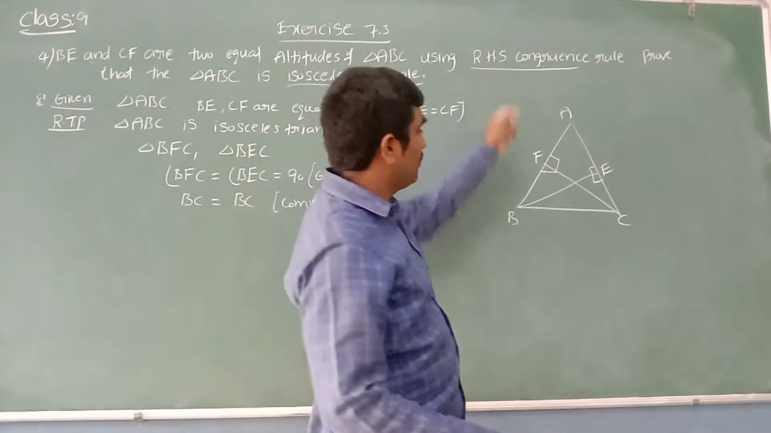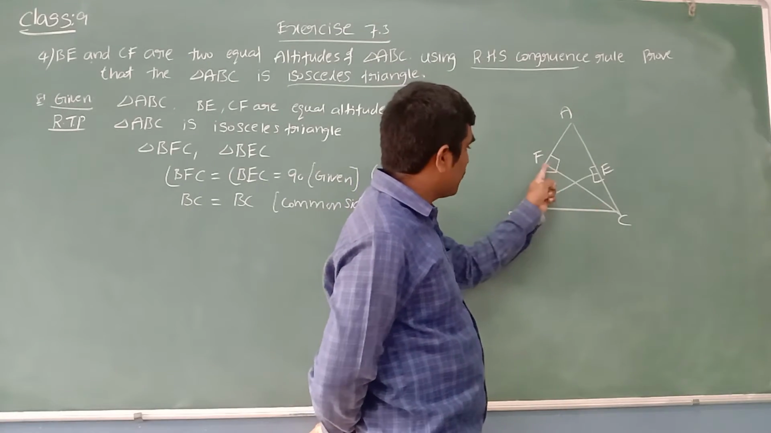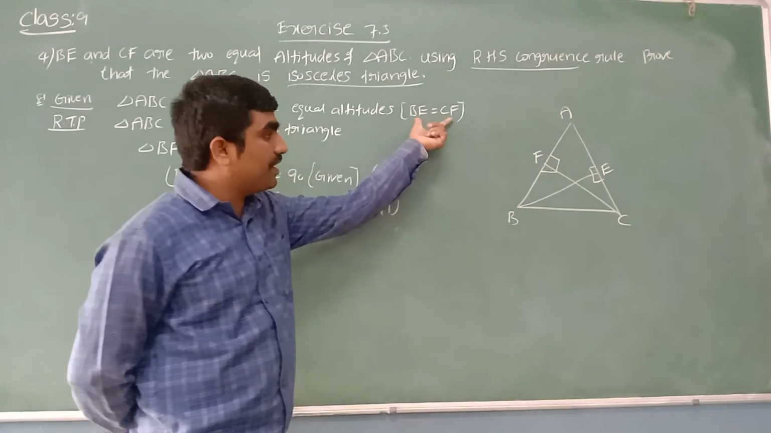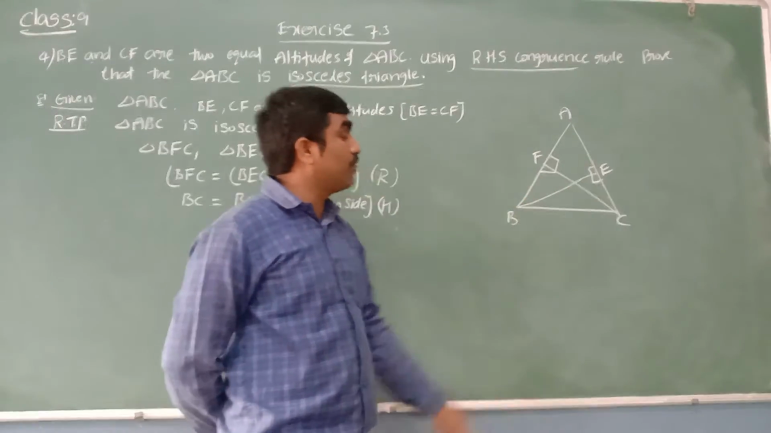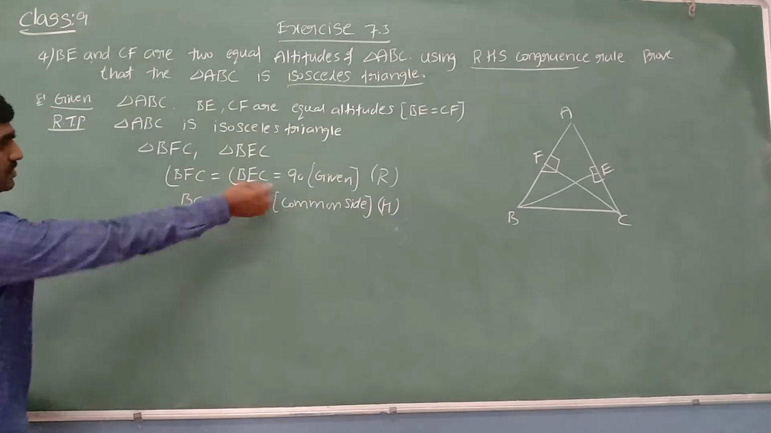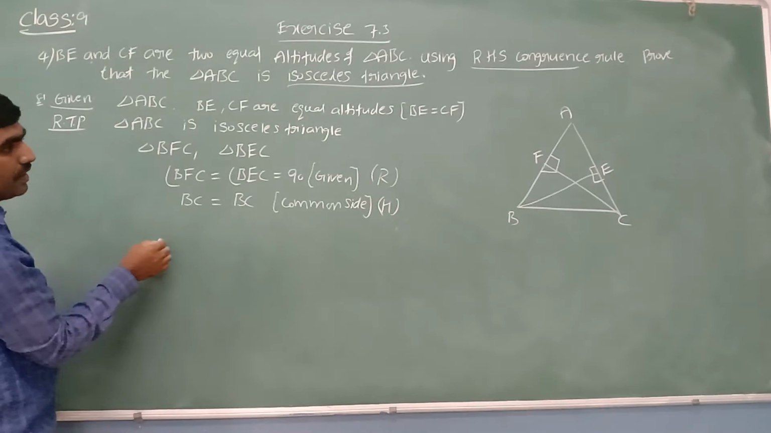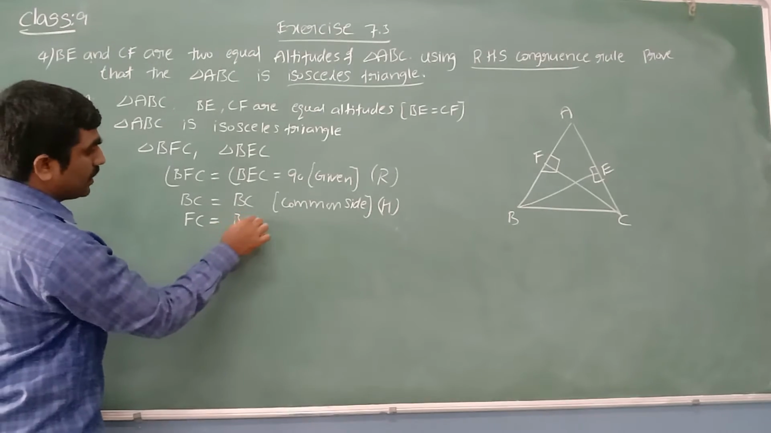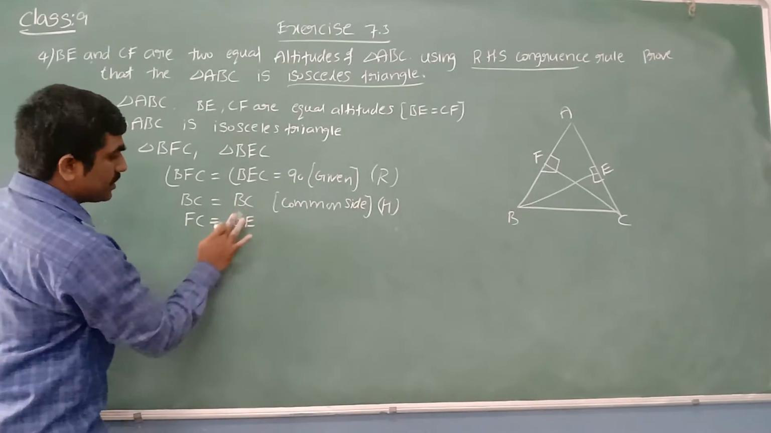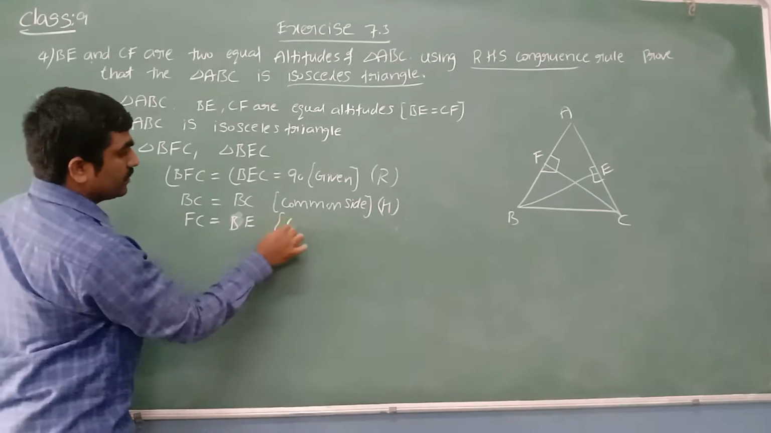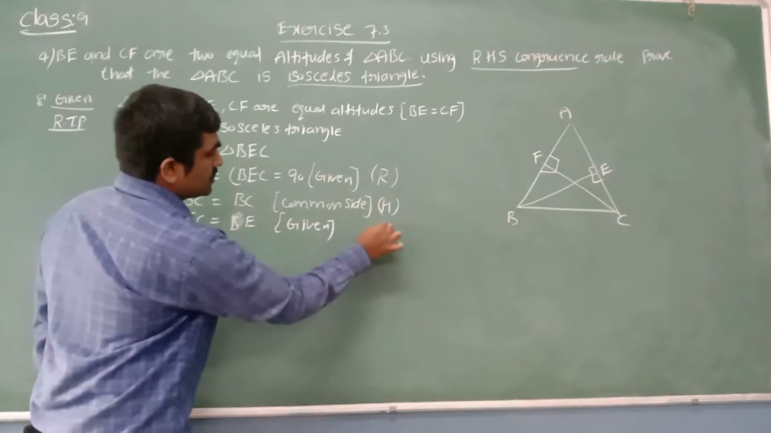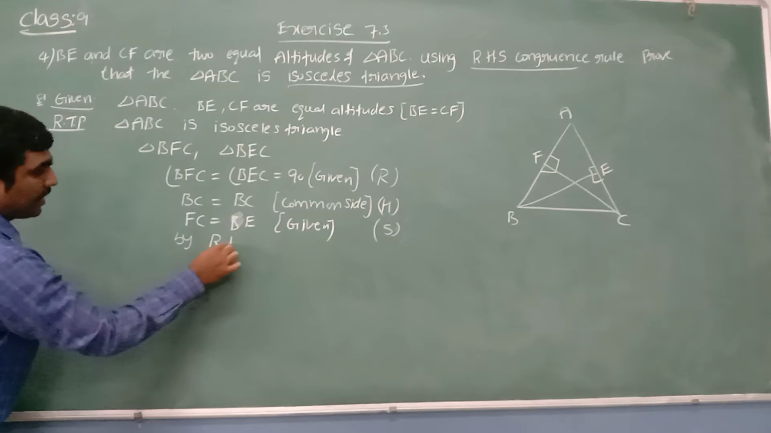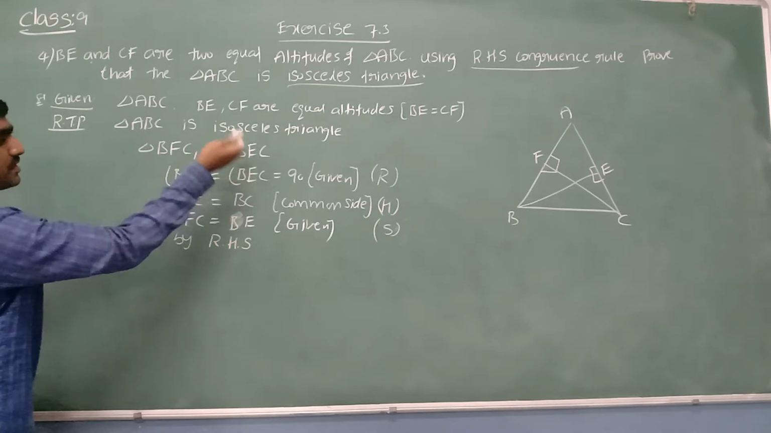We need one more side, but which side can we say is equal? BC is common. What about BF and EC? We don't know. What about BE and CF? Yes, we know that BE and CF both are altitudes, which are equal to each other. One side also came for us. In triangle BFC, CF is equal, and in triangle BEC, BE, both are equal. What is the reason here? The reason is given, the altitudes are equal. One side came. So by right angle hypotenuse side, by the RHS congruency rule, both the triangles are congruent.